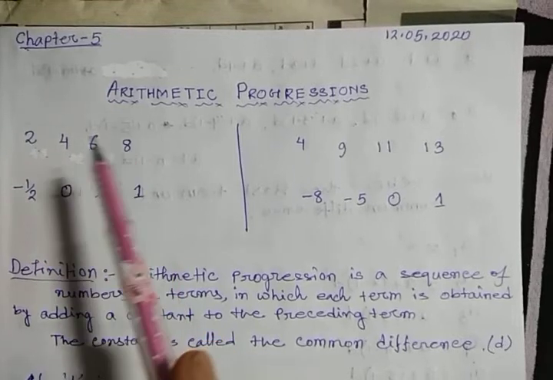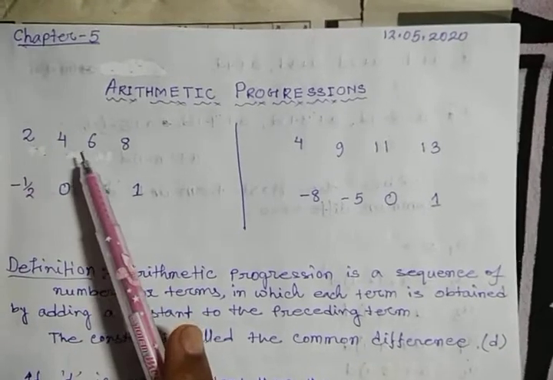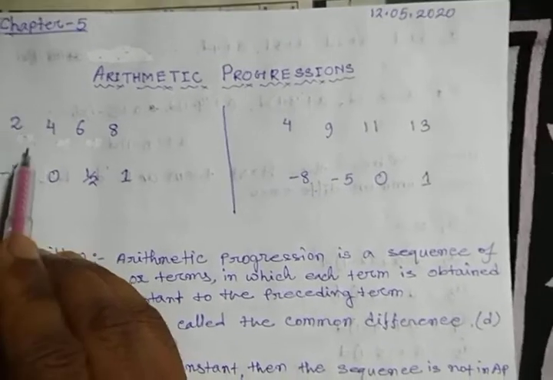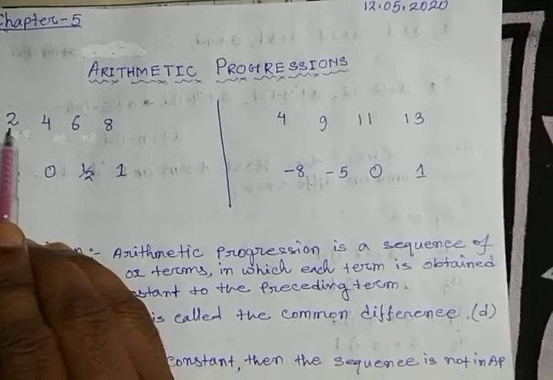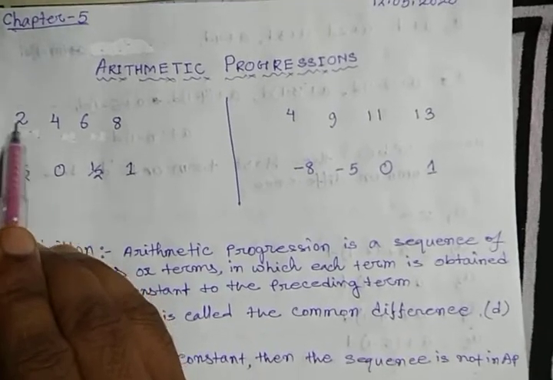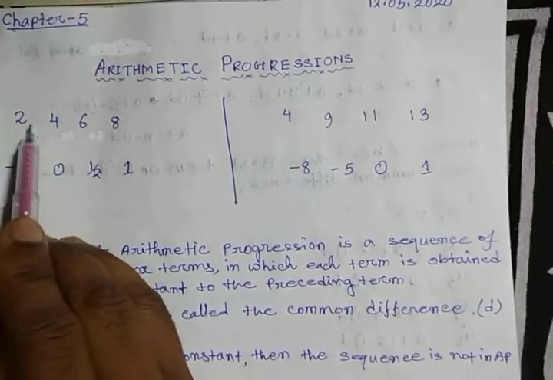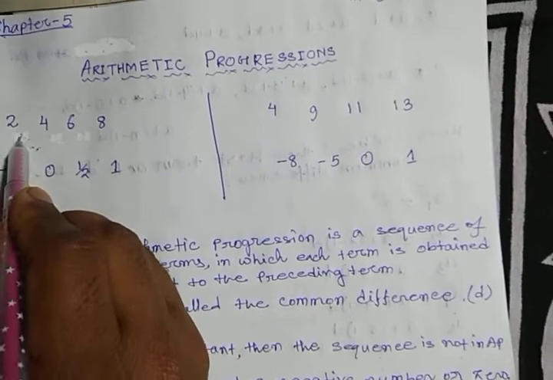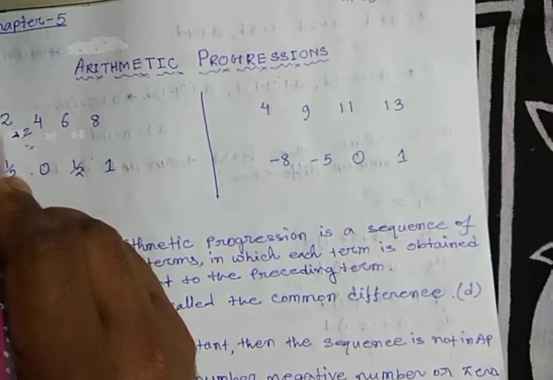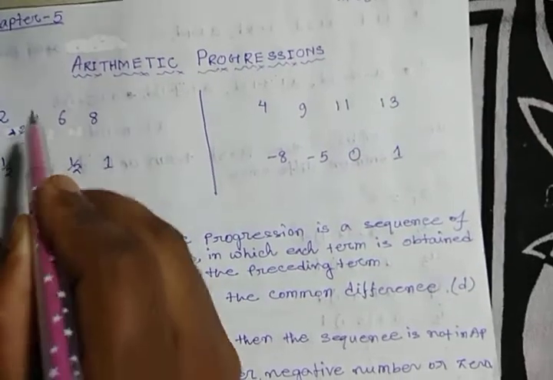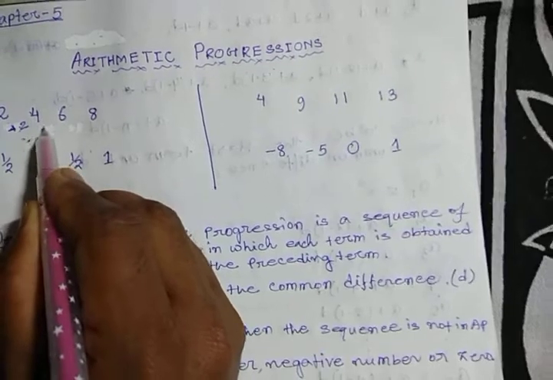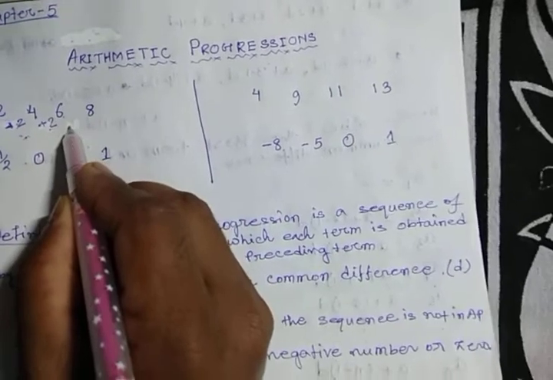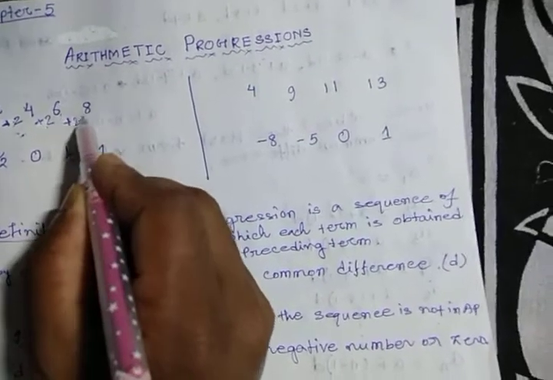But one thing, we can find out any number by adding some constant number to the preceding number. Like you can see here, this is the first term. If we add 2 to the first term, then it will become 4. Like 2 plus 2 is 4. In the same way, if we add 2 to 4, 4 plus 2, it becomes 6. Again, if we add 2 to 6, then it will become 8.